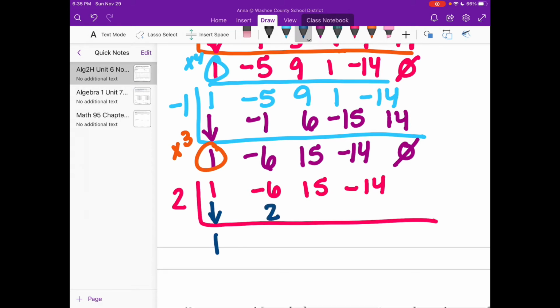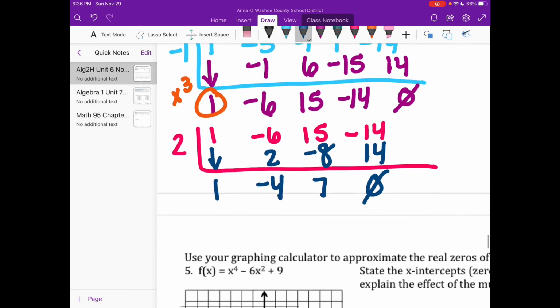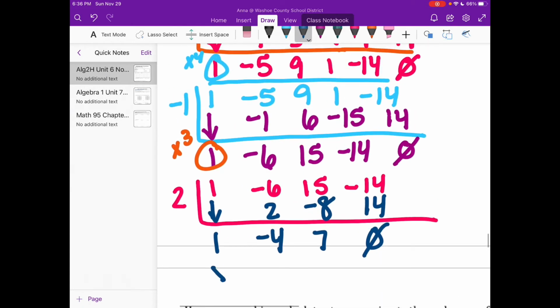2 times 1 is 2. -6 plus 2 is -4. 2 times -4 is -8. 15 minus 8 is 7. 7 times 2 is 14. Sweet. Okay. So I used my zeros. Now I have a quadratic equation: x squared minus 4x plus 7. Now I'm going to find the zeros from here.